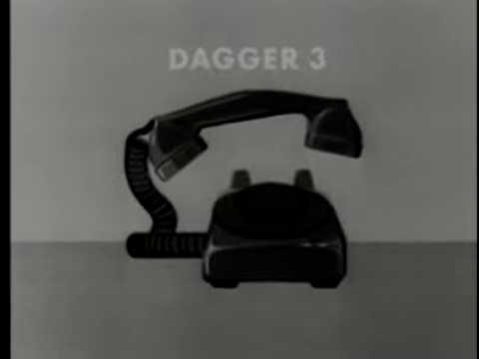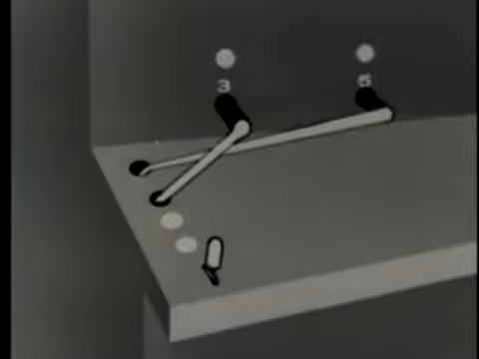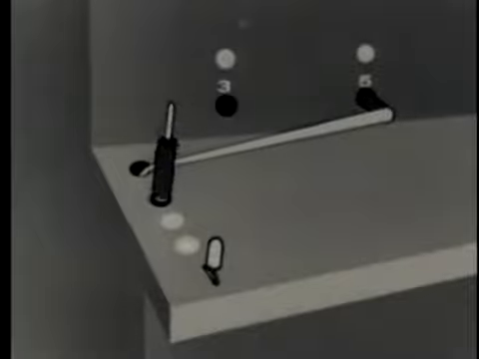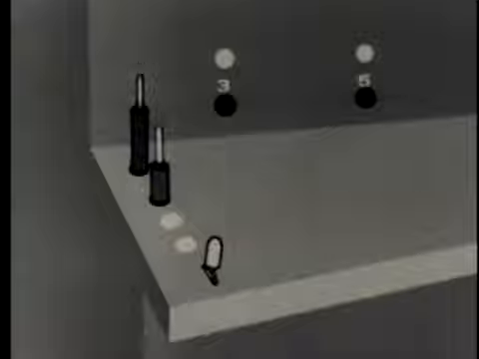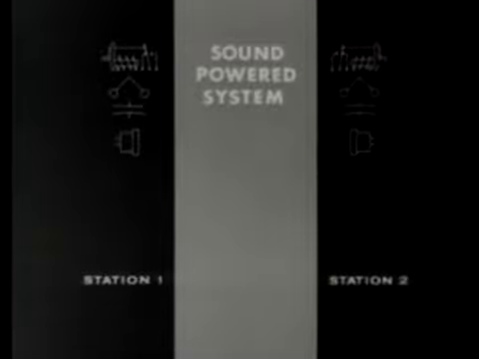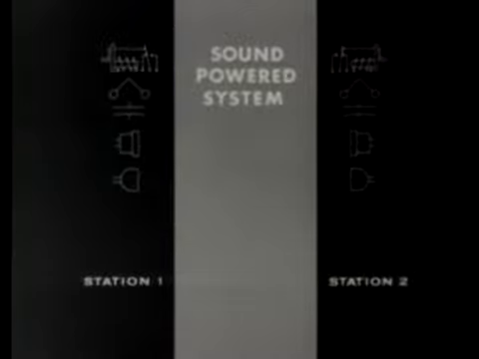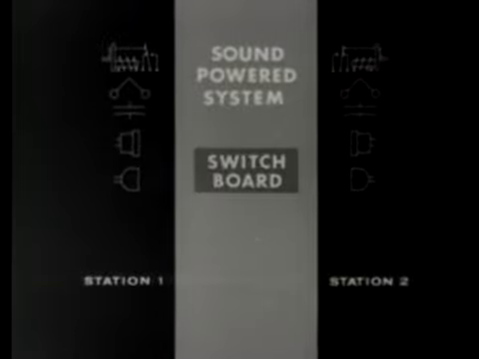Notice that when each station hangs up at the end of the call, the operator is automatically signaled to disconnect. Let's review the three basic telephone systems. The sound-powered system uses generators, ringers, capacitors, receivers, and sound-powered transmitters. If necessary, a switchboard can be used to handle many stations.